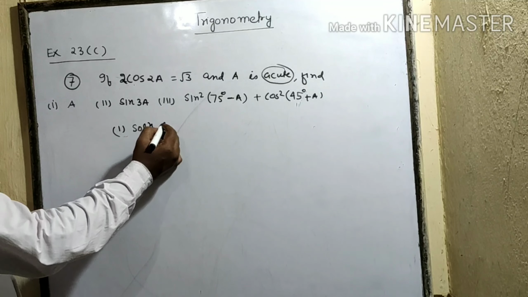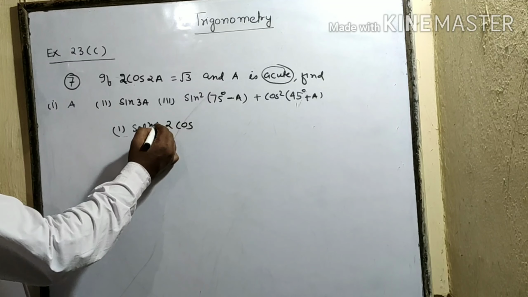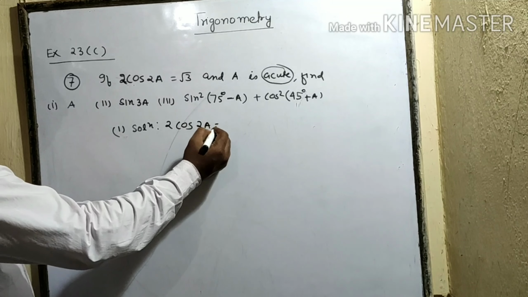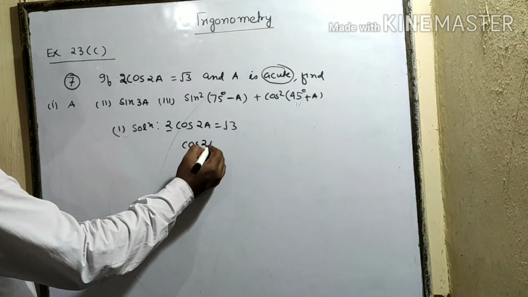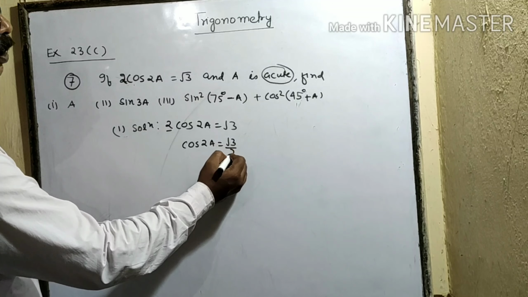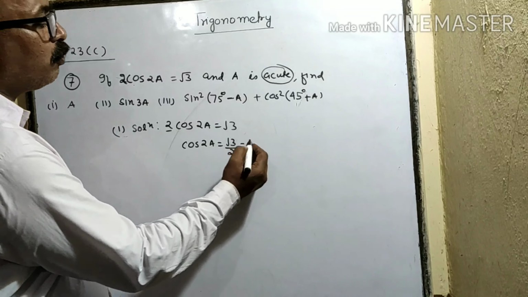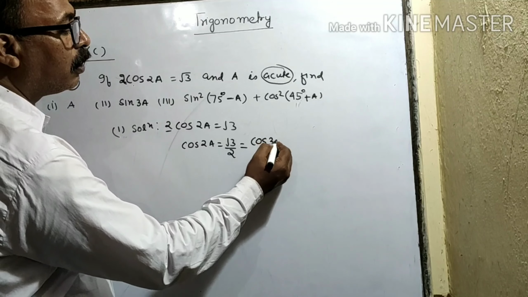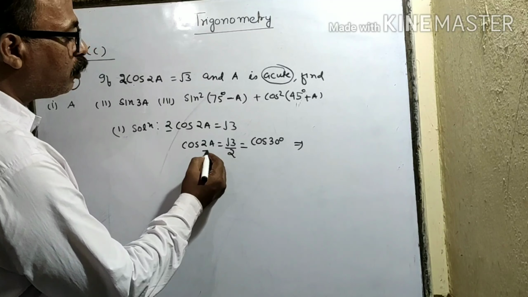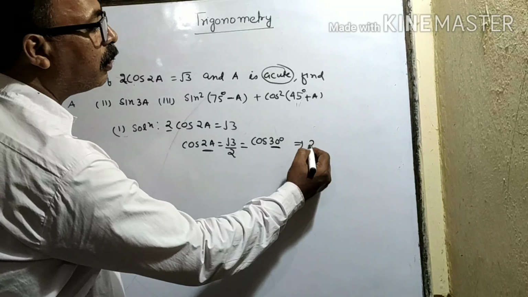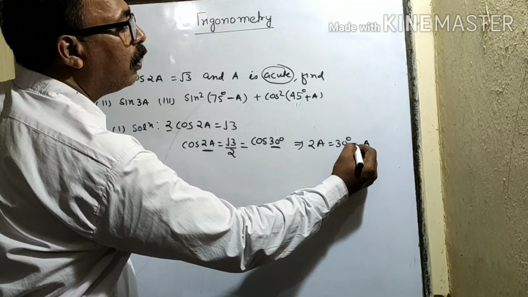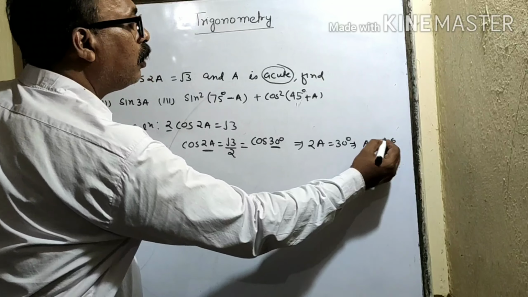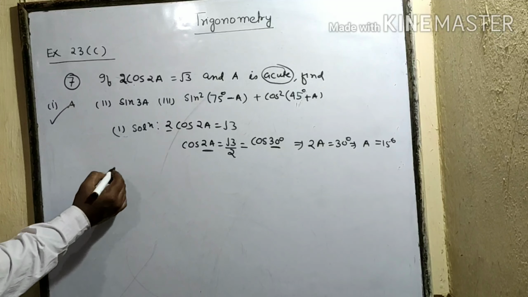Solution for part 1 we are calculating. It is given 2 cos 2A is equal to root 3. So what we will do, 2 will be transposed. Cos 2A will come out as root 3 by 2. And cos of root 3 by 2 means cos 30 degree. So what will happen, this 2A will be equal to this 30 degree. It will give you A is equal to 15 degree. So question number 1 answer has come.